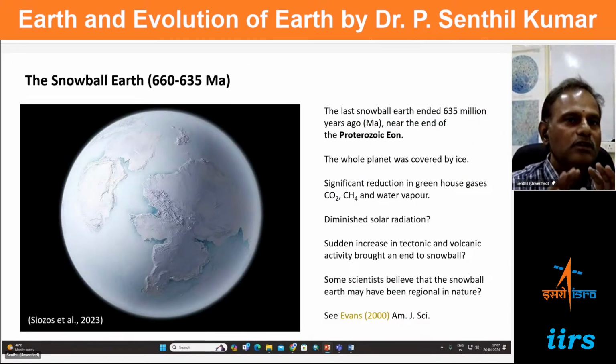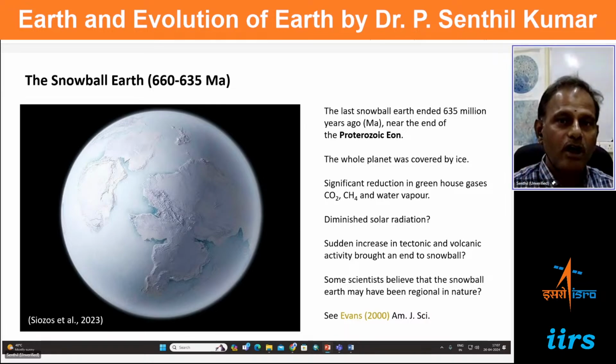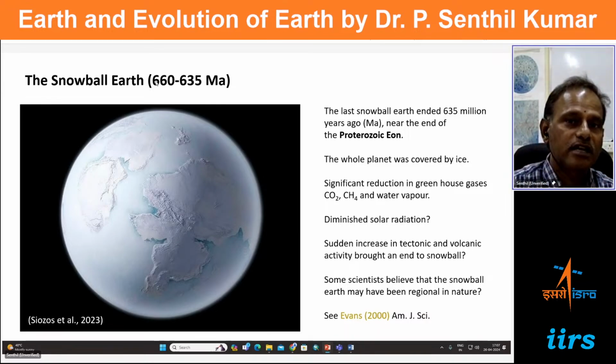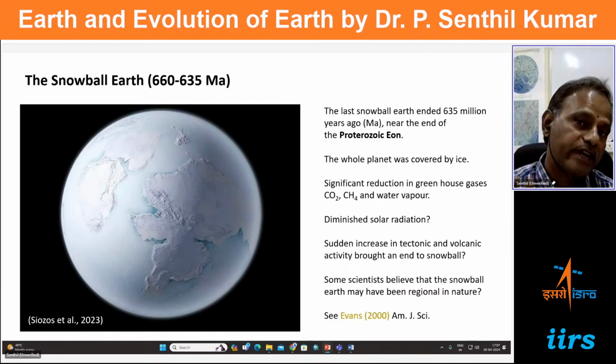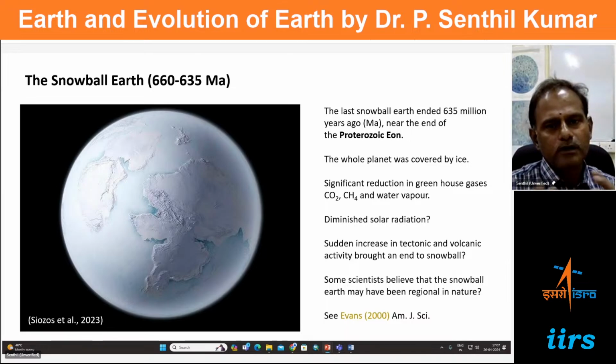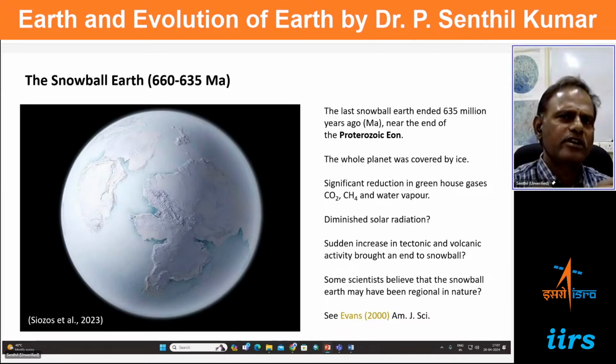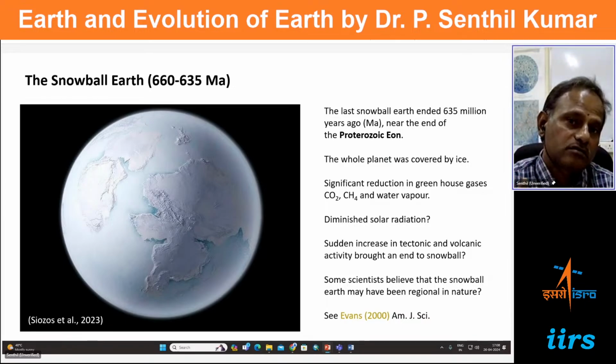Now, the whole Earth was covered by ice between 660 and 635 million years ago. So the planet became cooler. How do we get this type of situation? It is mainly because of the atmospheric gases. Carbon dioxide and methane are greenhouse gases which heat up the atmosphere. So once you remove carbon dioxide and methane from the atmosphere through some process, what will happen? The whole Earth becomes very cold.